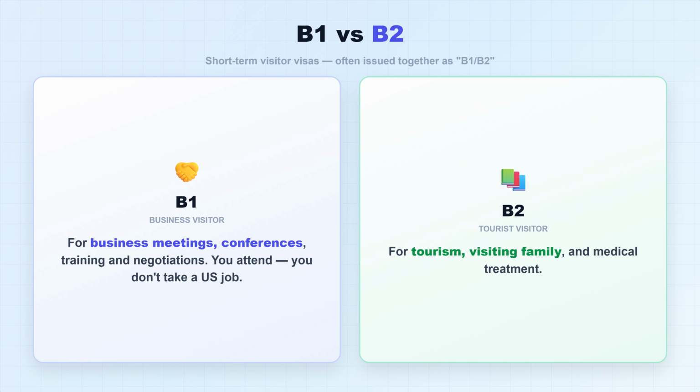There are 2 of them, often issued together as B1/B2. The B1 is the business visitor visa for business meetings, conferences, training, and negotiations. You attend, but you do not take a U.S. job. The B2 is the tourist visitor visa for tourism, visiting family, and medical treatment. Both are for short stays only.